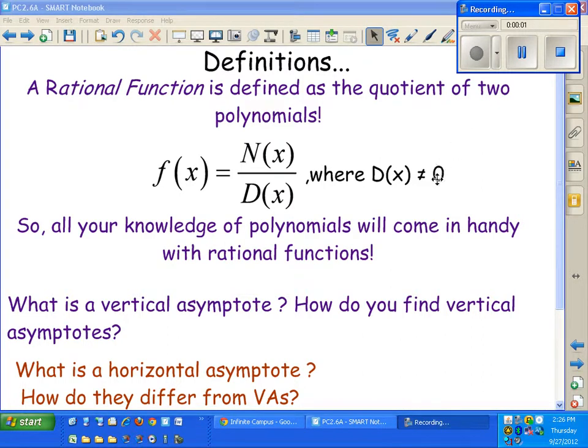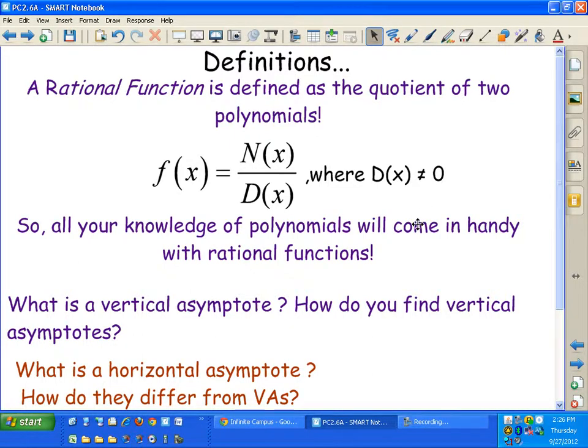Hello and welcome to 2.6a Rational Functions and Vertical Asymptotes. In this section we are going to talk about those two things, rational functions and vertical asymptotes.